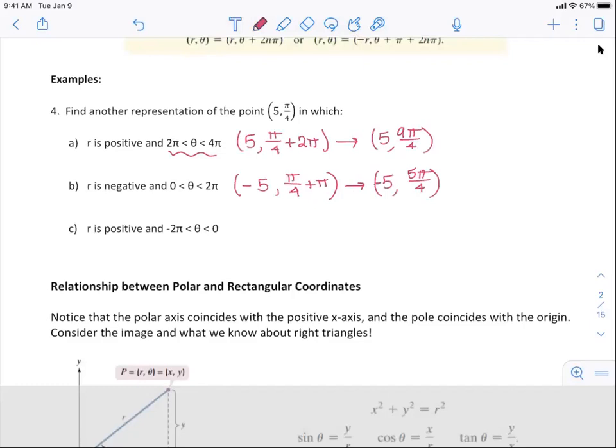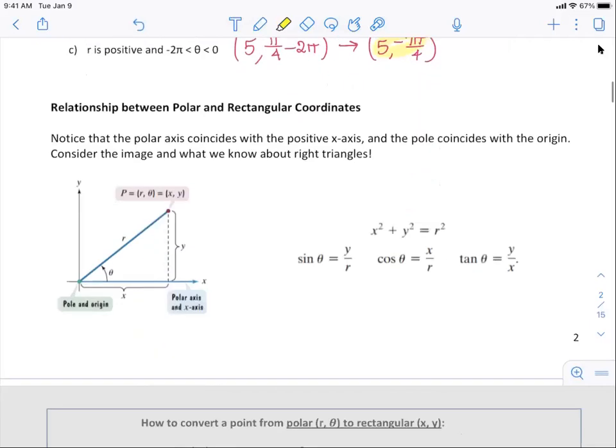And then take a second and see if you can think about C on your own. We want r to stay positive, but we want our value of theta to be between negative 2 pi and 0. So for this one, we keep r positive. In order to get it down to be a negative, I need to do pi fourths minus 2 pi, which gives me the ordered pair (5, negative 7 pi fourths). All of these ordered pairs will plot the same exact location, okay? So that is worth knowing.